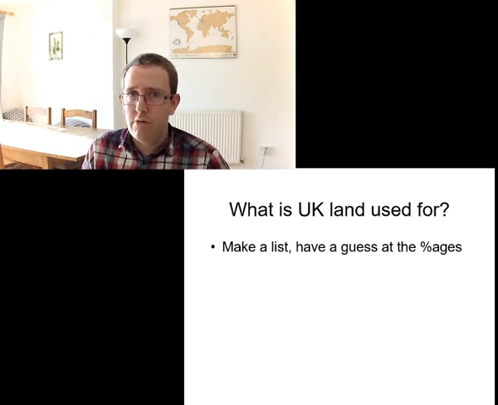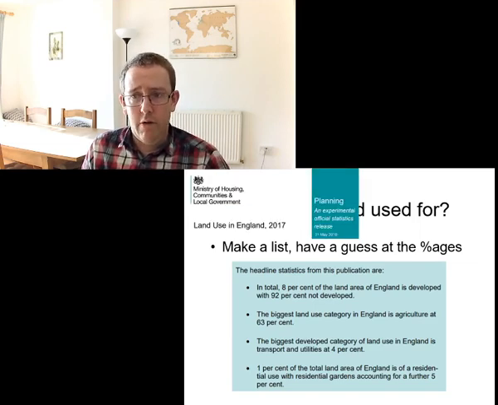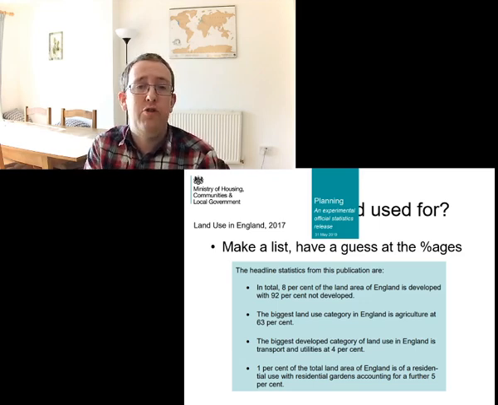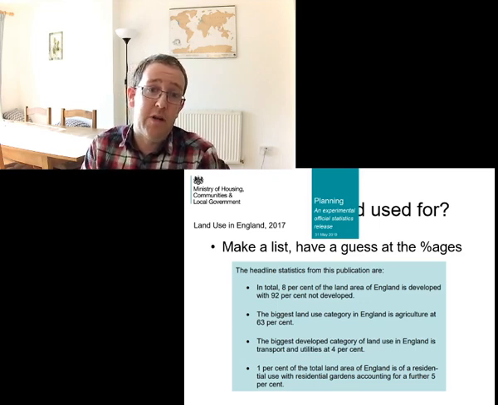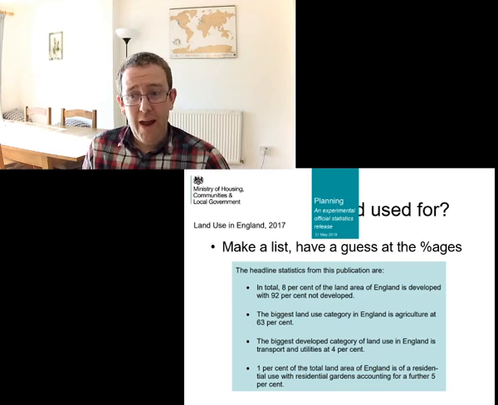This isn't true, okay? So this is from a document I found from the government, which is called the Land Use in 2017, and was released in 2019 as an experimental official statistics release on planning, okay, on where we should be building. And this is sort of the most up-to-date figures I could find from the UK government on what our land is actually used for. So as you can see, it's only about 8% of the land of England is developed, with 92% not developed.